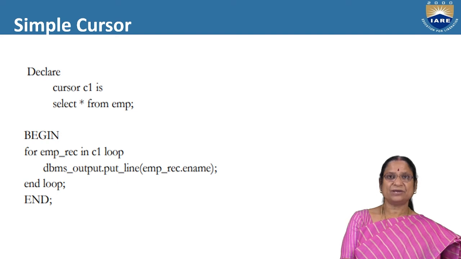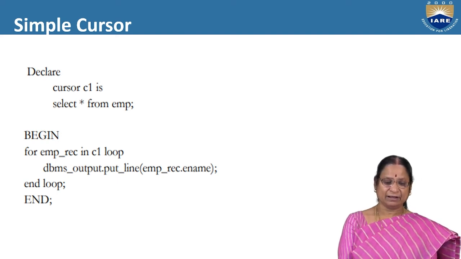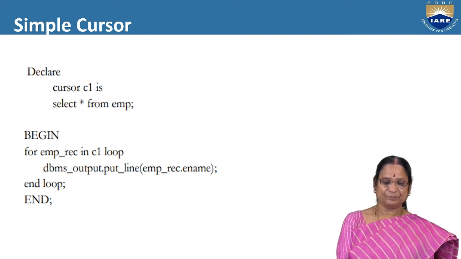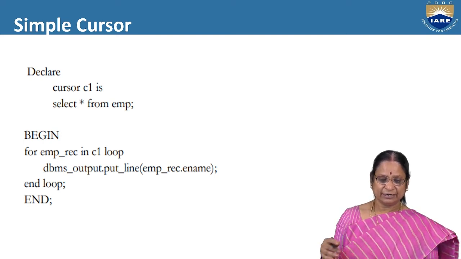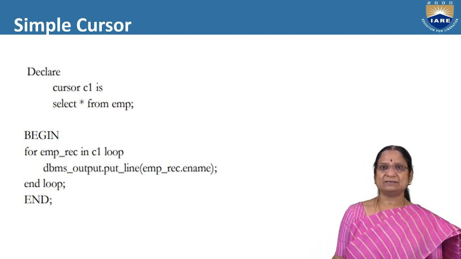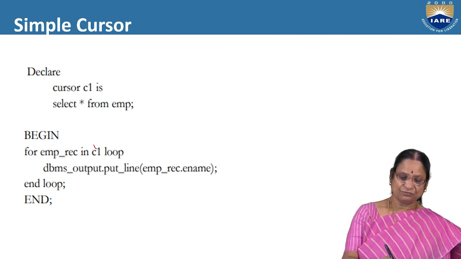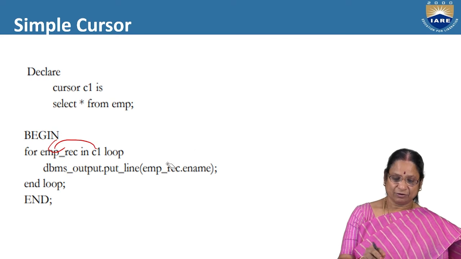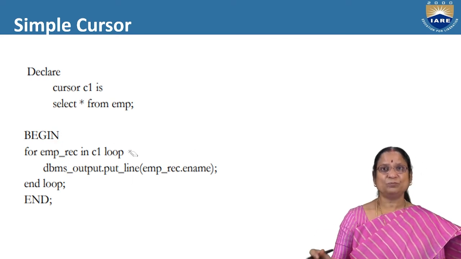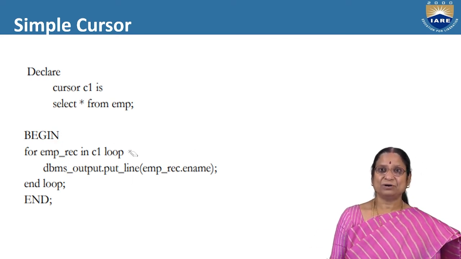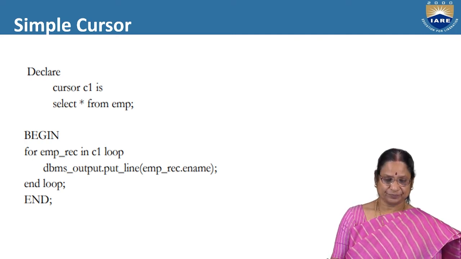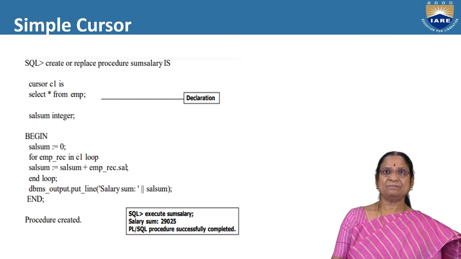Begin, we are just using a for loop printing the data. For EMP_REC in C1 loop, we are writing DBMS_OUTPUT. That means each row of C1 is transferred here, and that row is printed here. I already explained the DBMS_OUTPUT.PUT_LINE package during procedures and functions. So this is a simple cursor.